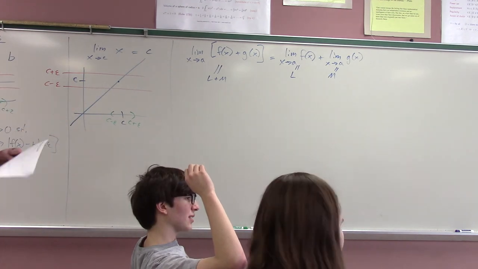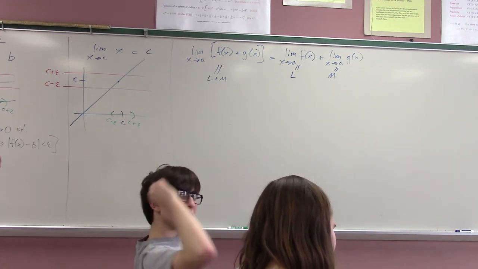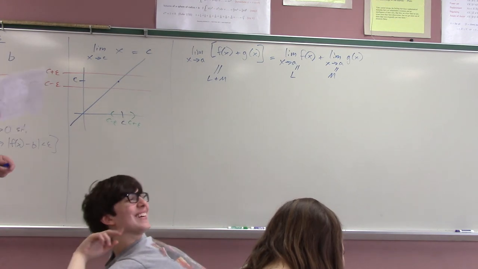So let's say f of x and g of x. How long was that? 58 seconds. I promise. You guys, you never believe me.